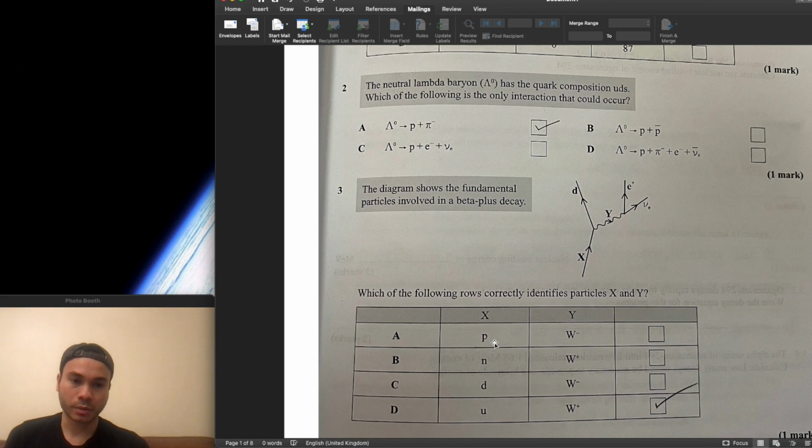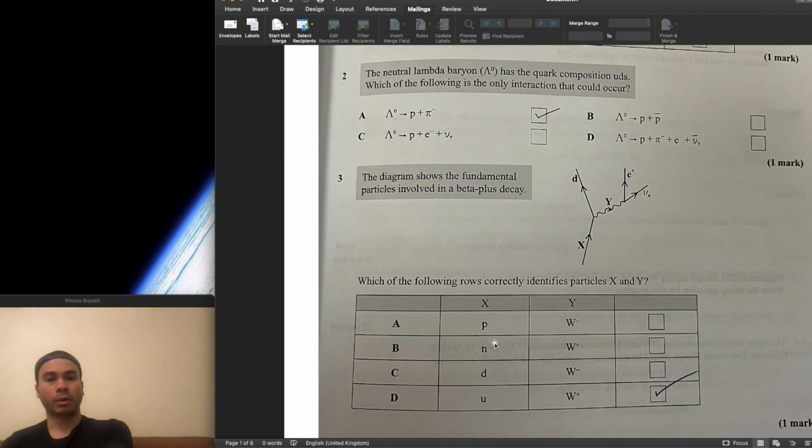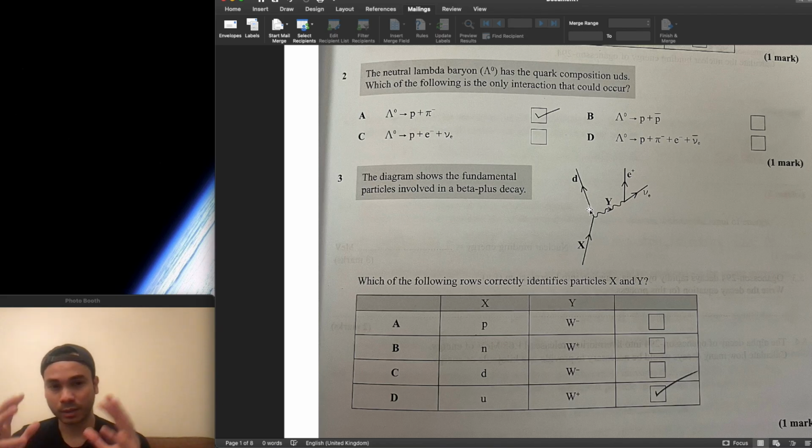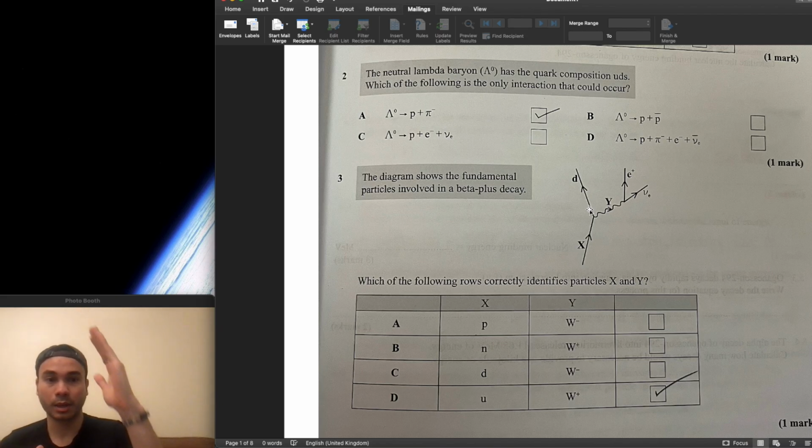Okay, let's look at question 3. Which of the following rows correctly identifies particles X and Y? Okay, so particles X and Y. Well, first of all, let's look at our options. Well, we've got a proton potentially, but already it's showing us that it's going to be a down quark.